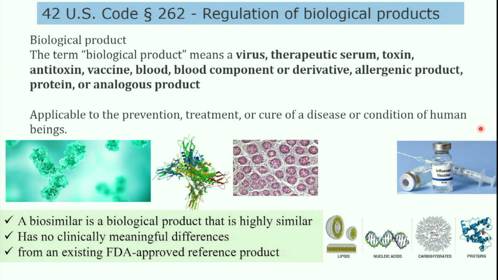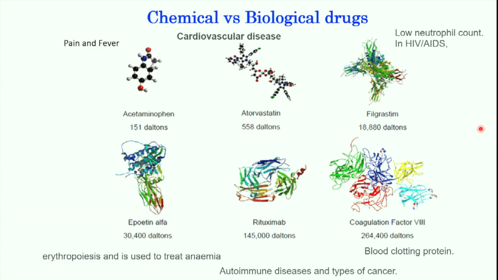Now, a biosimilar is a biological product that is highly similar to an already marketed drug, called the RLD, reference listed drug. It should not have any clinically meaningful difference and it should match the FDA approved or EMA approved reference drug. Those are called biosimilars. As you know, these are derived from living sources, either cell or tissue or whole organism. So, these are complex molecules.